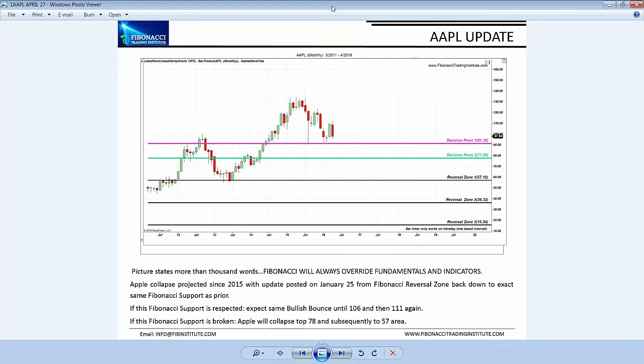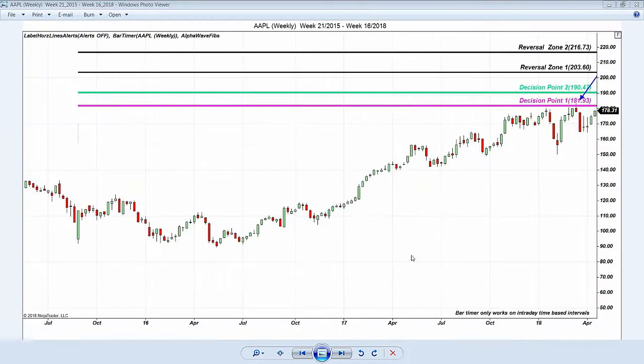Do you remember Apple at 91 in 2015 when Apple came out with the worst earnings in 13 years? That did not matter. The only thing that mattered is this is key Fibonacci support. Who cares about the worst earnings in 13 years? This is where buyers stepped in from. And this is where Apple struggled for the last year, for many, many months.